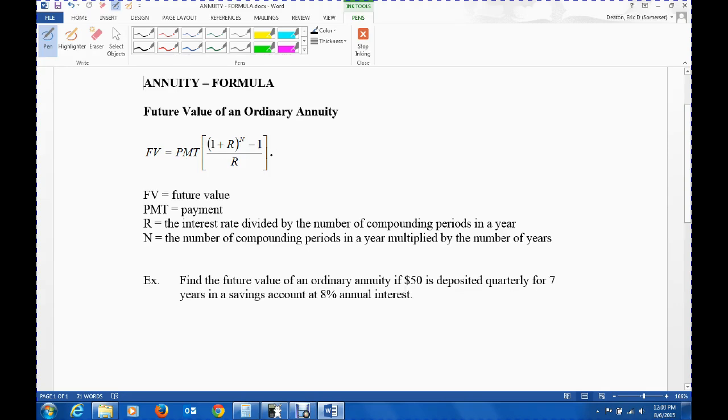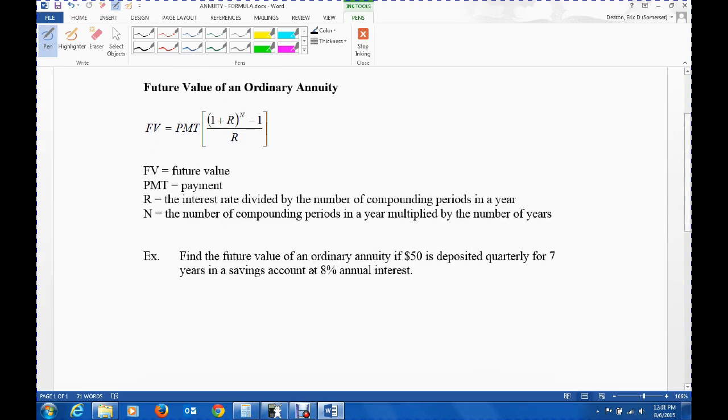And the formula is kind of messy, so we're going to go over it and then show you how to use it. PMT is like your monthly deposit, or what the deposit may be. It stands for payment. R is the interest rate divided by the number of compounding periods in a year. We'll talk about that as we go. And the big N is actually the number of compounding periods in a year multiplied by the number of years. So let's look at this example.